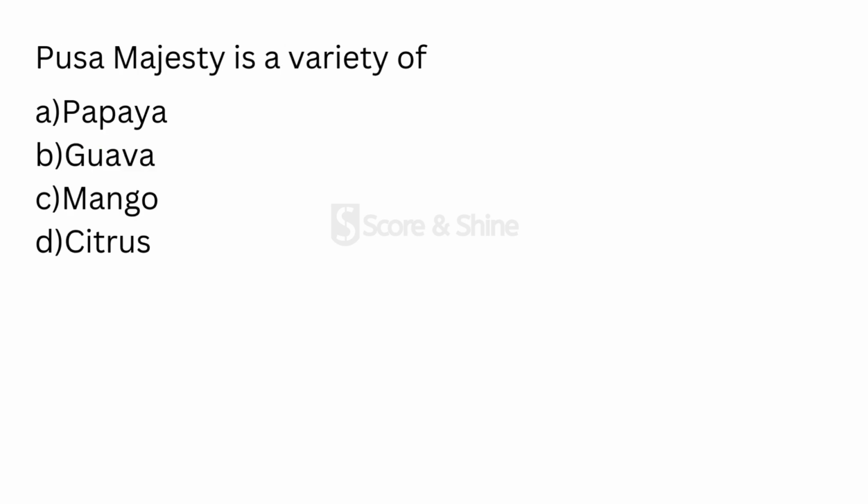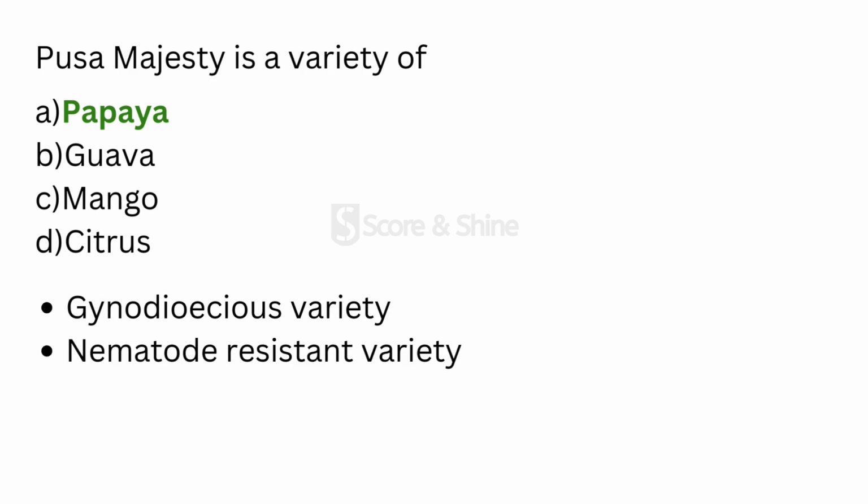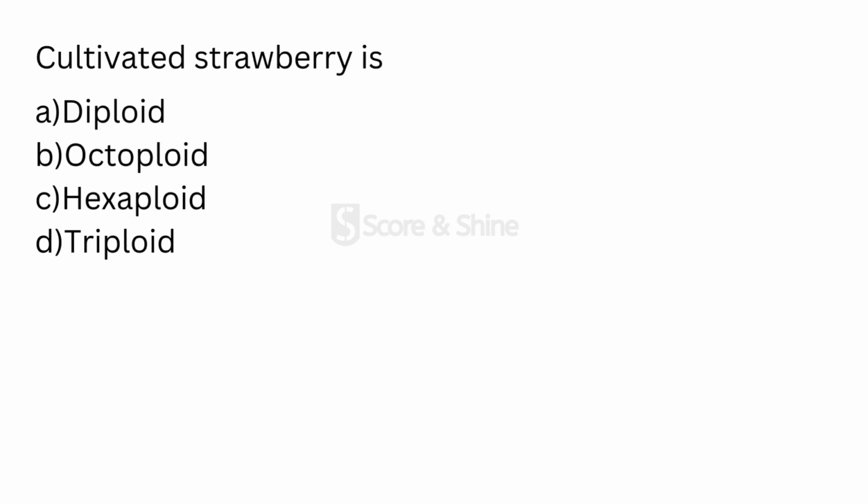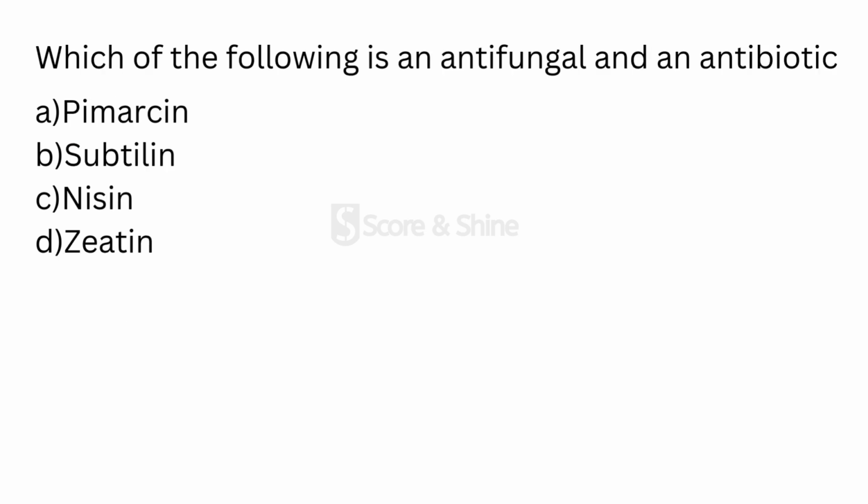And next, Pusa Majesty is a variety of? So it is the variety of papaya. So Pusa Majesty is the gynodioecious variety of papaya and it is a nematode resistant variety. And next, cultivated strawberry is? So it is an octoploid where 2n is equal to 56. And next, which of the following is antifungal and an antibiotic? Pimaricin is the correct answer. So pimaricin is also called natamycin.